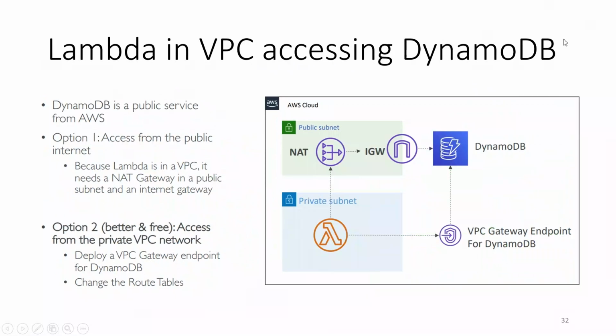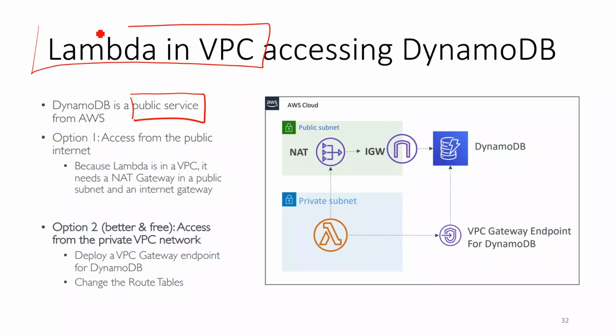Lambda in VPC accessing DynamoDB. You can create a Lambda in a VPC, and we have covered this a little bit in our serverless lecture. You can go and see the serverless lecture, it is up in my channel in my playlist. So DynamoDB is a public service, obviously, and if you want to communicate with DynamoDB privately, the way is to use the gateway endpoint. So how will your Lambda in your VPC access DynamoDB?